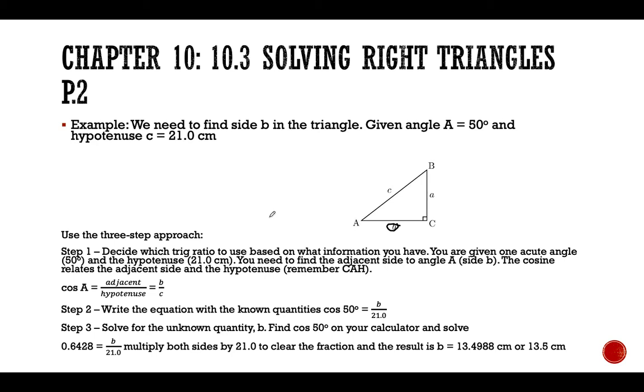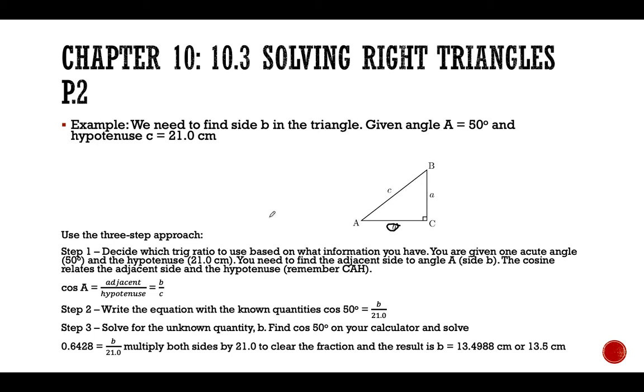The cosine relates the adjacent side and the hypotenuse. Remember, in SOHCAHTOA, CAH, cosine equals adjacent over hypotenuse. And in this case, that's side B over side C. Next, we need to write the equation with the known quantities. Cosine of 50 degrees equals side B divided by 21.